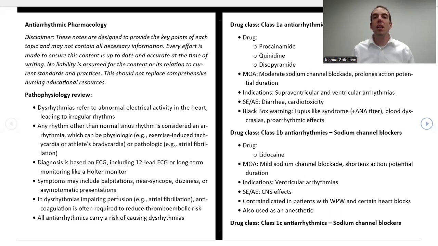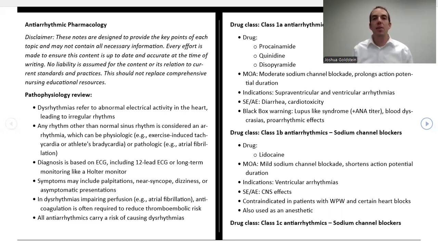What do we use this for? Class 1A are used for supraventricular rhythms, such as atrial fibrillation, as well as ventricular rhythm. Those are 2 kinds. We have supraventricular, coming from above the ventricles, aka the atrium, or the ventricles themselves, which would be ventricular rhythms. The side effects and adverse effects of these drugs include diarrhea and cardiotoxicity.